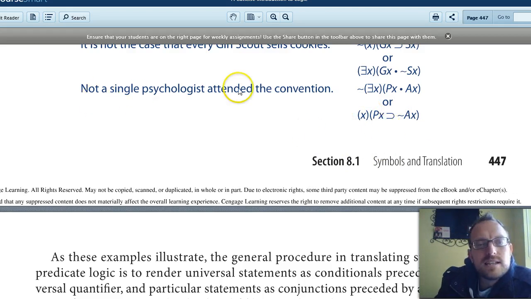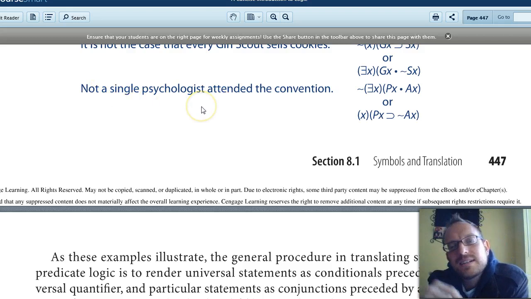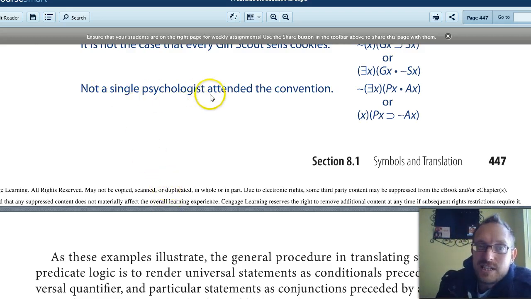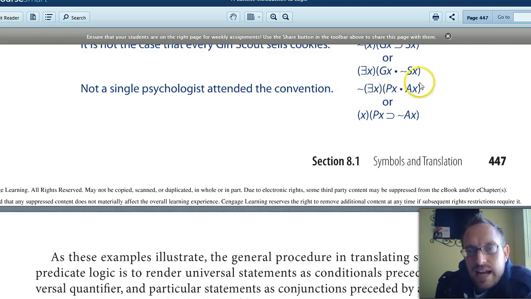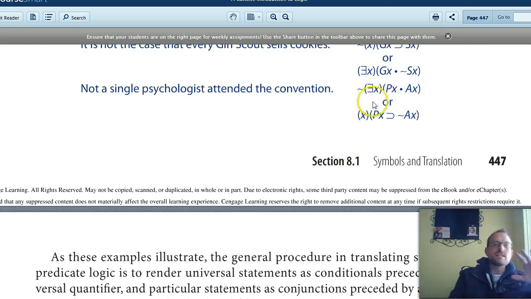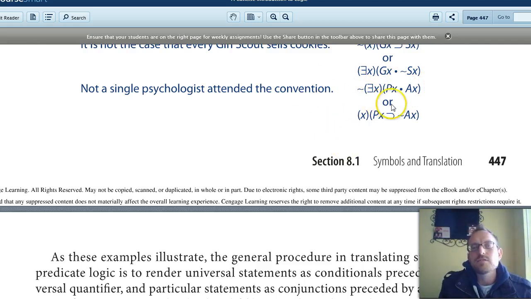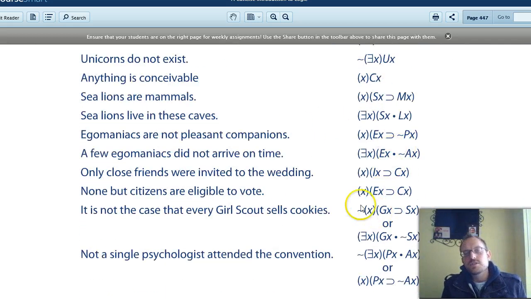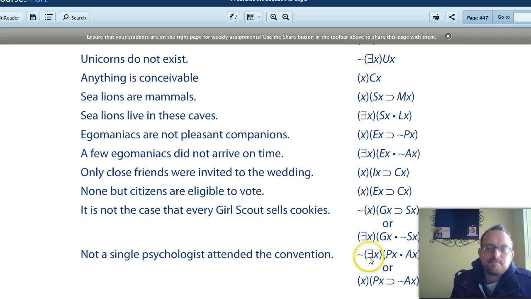Or you can say not a single, because this word single seems to say that there's no particular psychologist that attended the convention, and that would look like this statement, right? It's not the case that there are psychologists and those psychologists also attended the convention. So there's different ways to do this. The tricky part that some of you are going to have here, I think, is noticing the negation in the front of the quantifiers, okay?